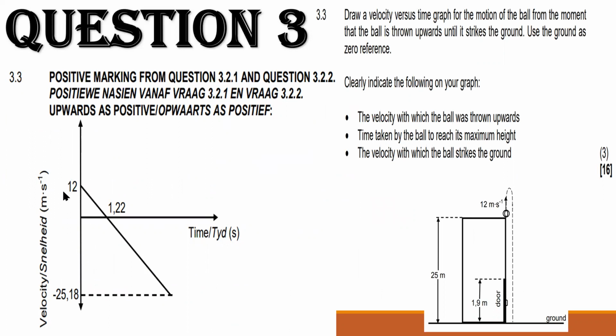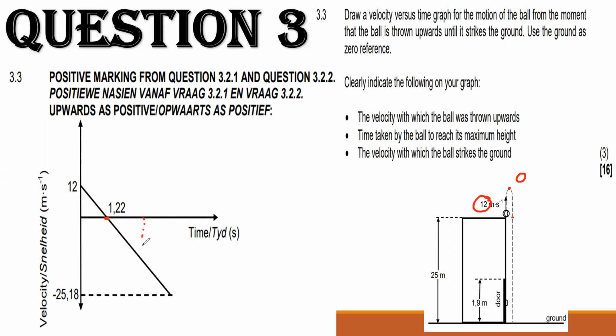Initial velocity is 12. And then coming down, if you say positive up is positive, then 12. And then when the object is going up, for this position, 12 meters per second. When it's coming here, it changes to 0. And then this time is 1.22, which we calculated in question 3 to 1. And then the object is coming down.